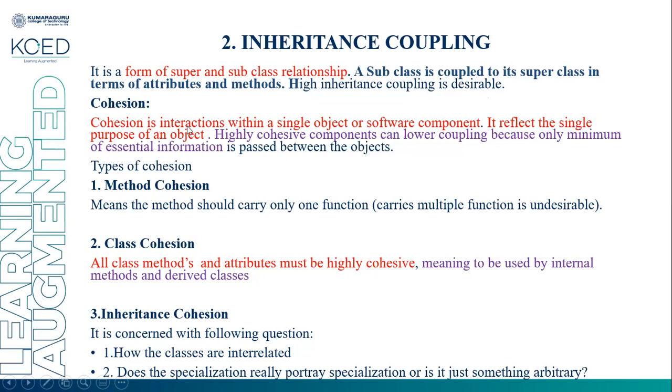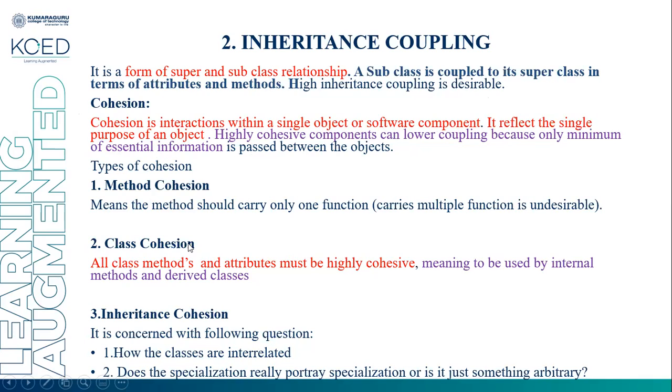Cohesion. Cohesion refers to the interaction within a single object or software component. It reflects the single purpose of an object. Highly cohesive components can lower the coupling because only minimal essential information is passed between the objects. If the cohesion is high, the interconnection within the object is high, so it needs very minimal information from the outside, and coupling will be very low.